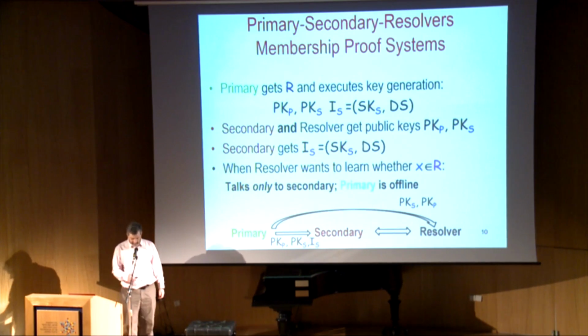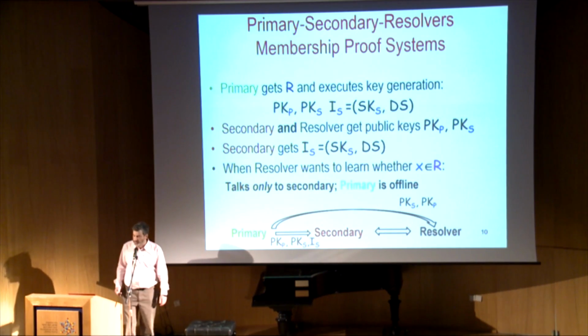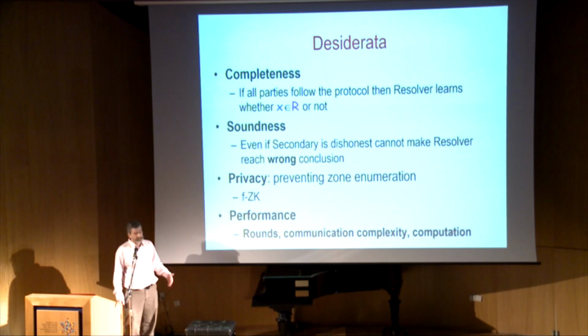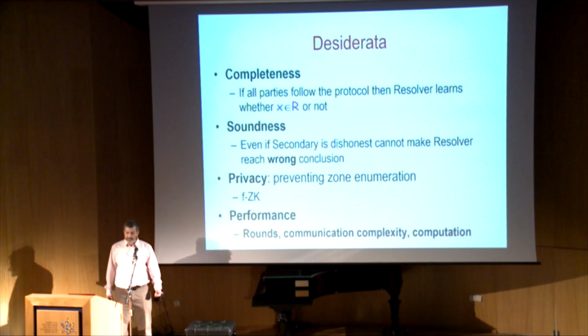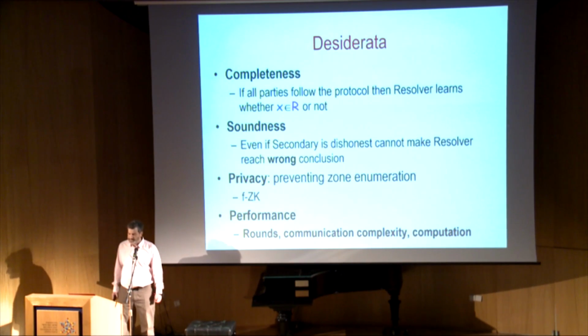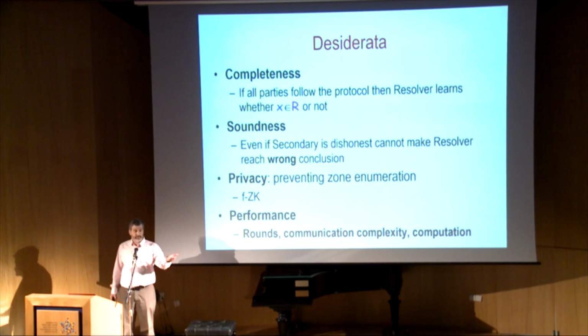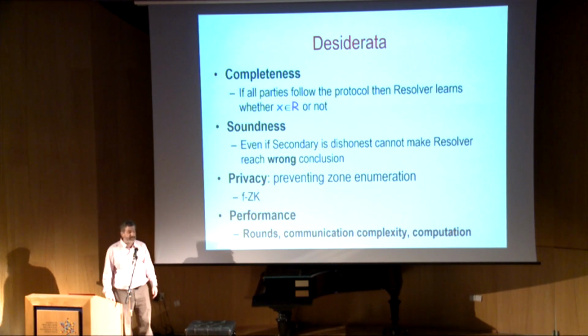And as we said before, when the resolver wants to learn whether X is in R or not, he talks only to the secondary, not to the primary. And we said that we want 3 properties, or 4, you could say: completeness, soundness, and privacy. And of course, we want performance, and we can measure performance in all sorts of ways: how many rounds of communication they need, how much information they need to send, and of course, computation, and computation on whose side.